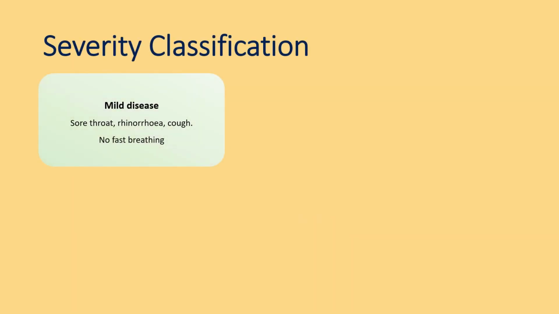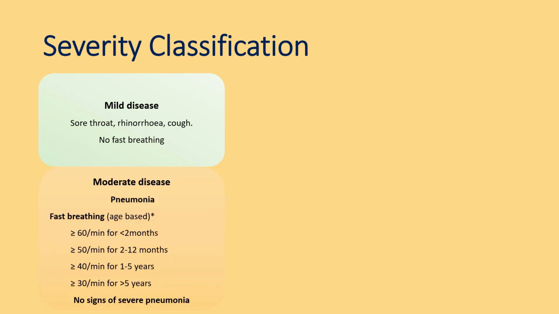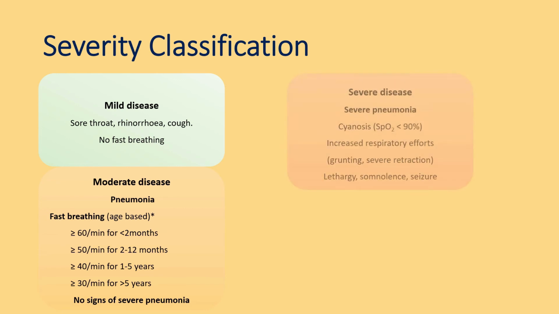Mild disease is characterized by sore throat, rhinorrhea, and cough. However, there is absence of fast breathing. Moderate disease fits into the definition of pneumonia, where there is fast breathing as per age-based respiratory cutoffs of more than 60 per minute for less than 2 months, more than 50 for 2 to 12 months, more than 40 for 1 to 5 years, and more than 30 for beyond 5 years of age.